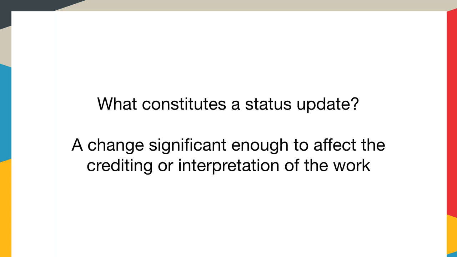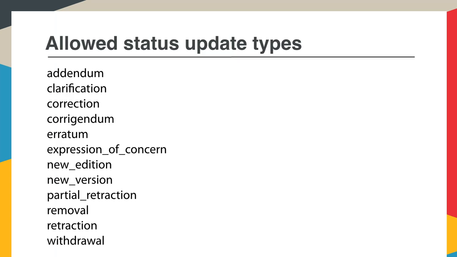So we worked with a group of our member publishers and actually defined these particular events. So these are the 12 status update types that you can use within Crossmark. These are the ones that we feel fall under that definition of affecting the crediting or interpretation of the work.